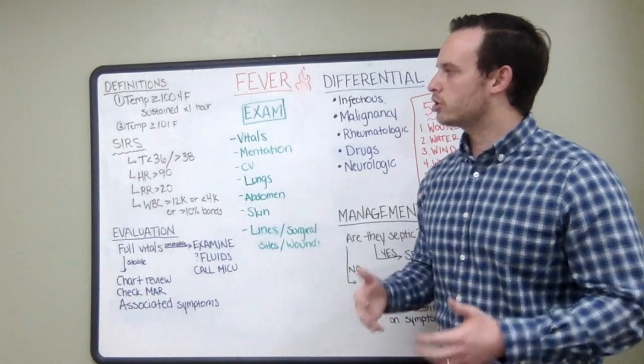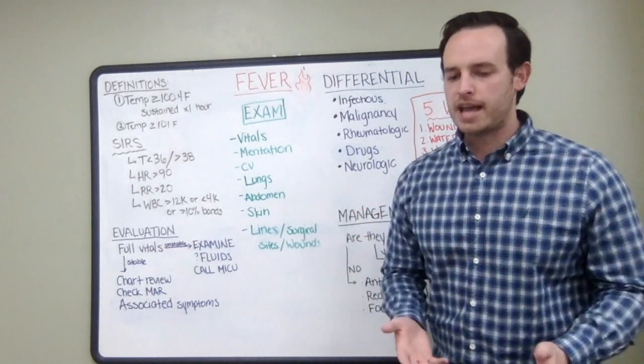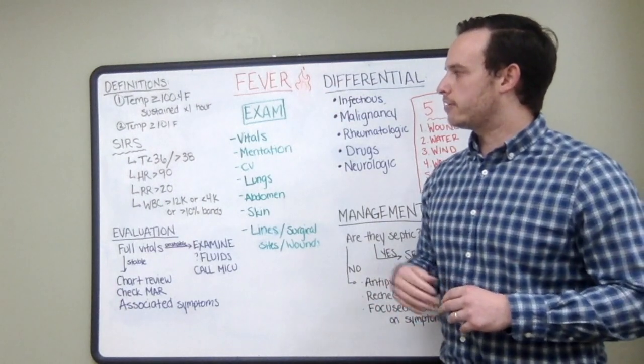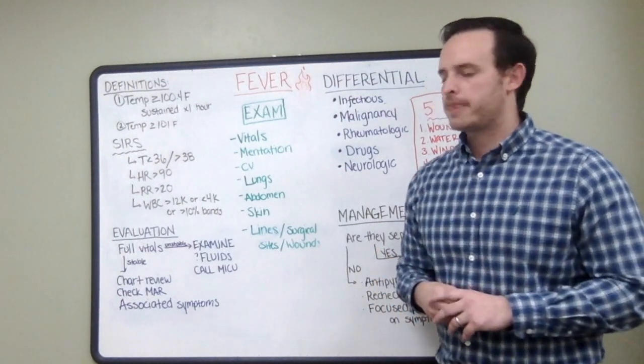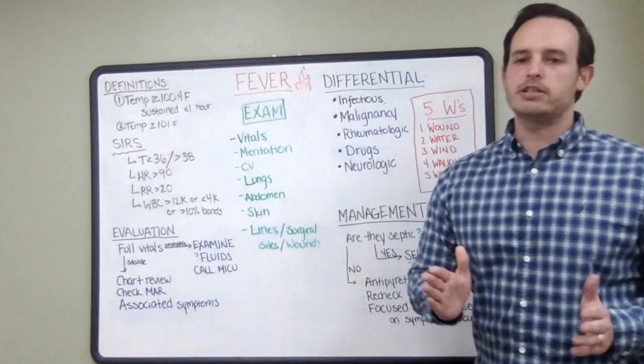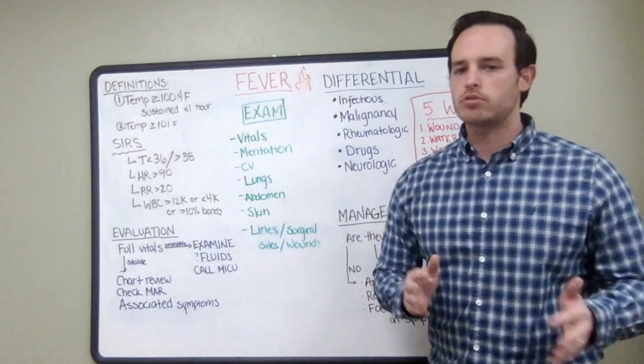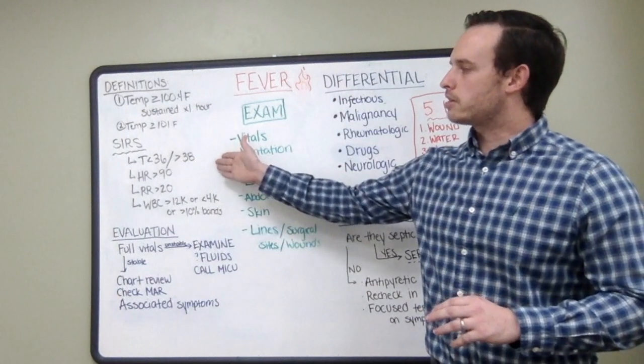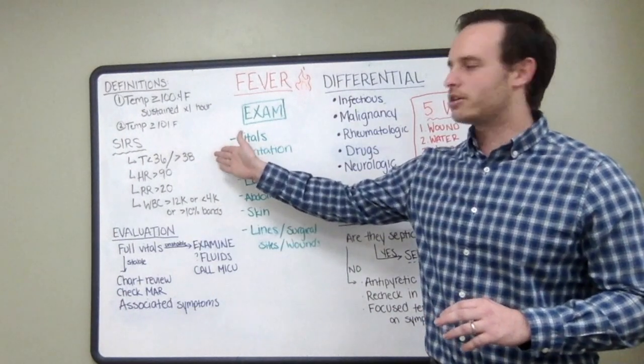So you get this call, you want to ask, first off, what are the actual temps? How are they checked? And then you're going to want to get a full set of vitals, all right? The vitals are important because they're going to allow you to differentiate: is this patient stable? Are they unstable?